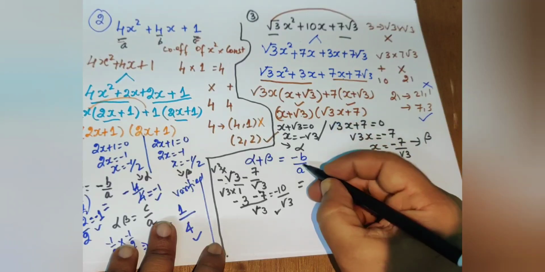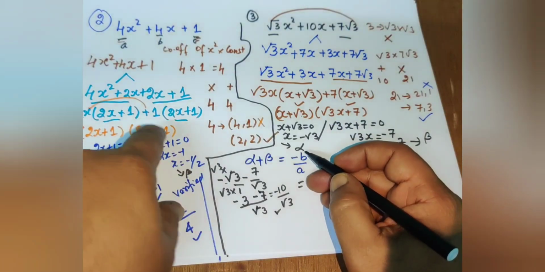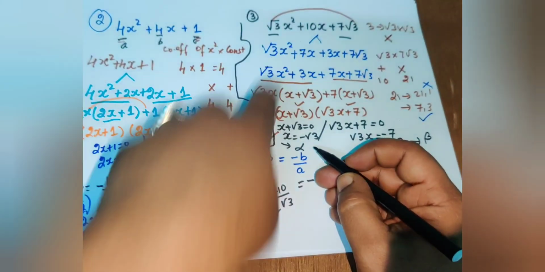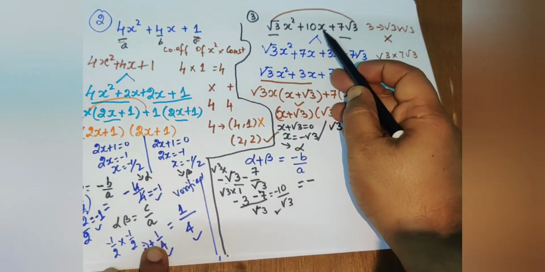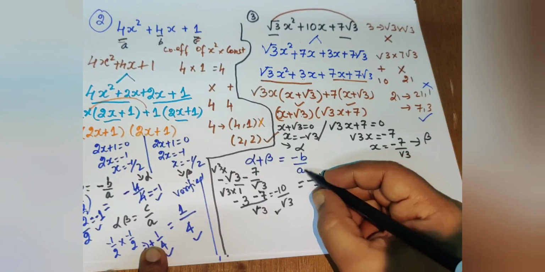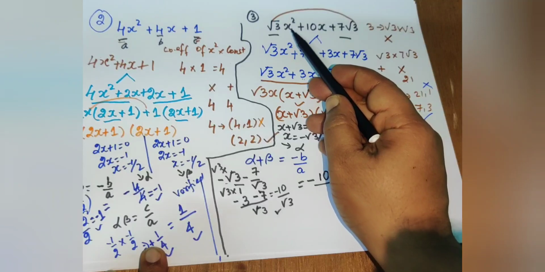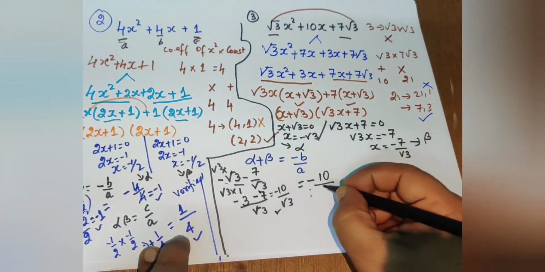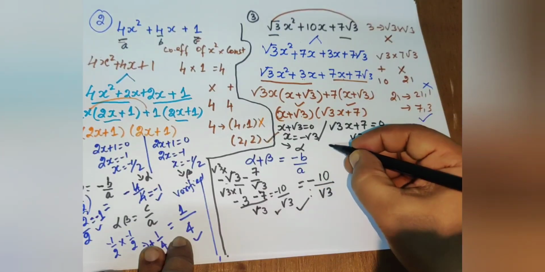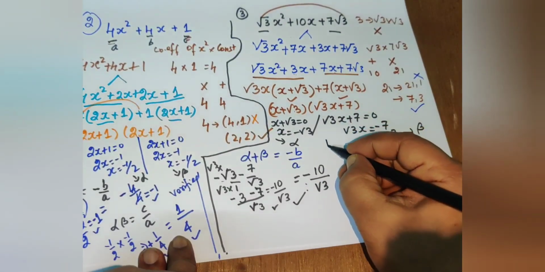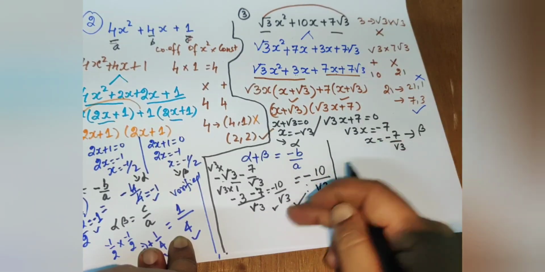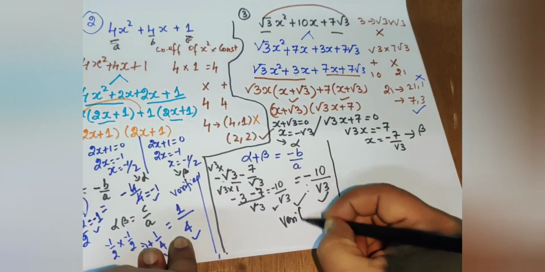Okay, so now minus b. What is b? B is the coefficient of x, which is 10. So minus 10 divided by a. What is a? A is nothing but the coefficient of x square, which is root 3. As you can see, left hand side and right hand side are both the same. So the sum of the zeros according to our answer and according to the formula are both verified, right?